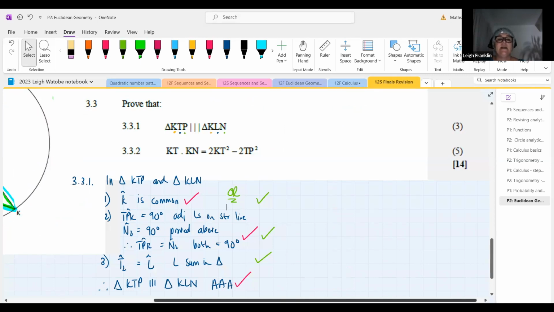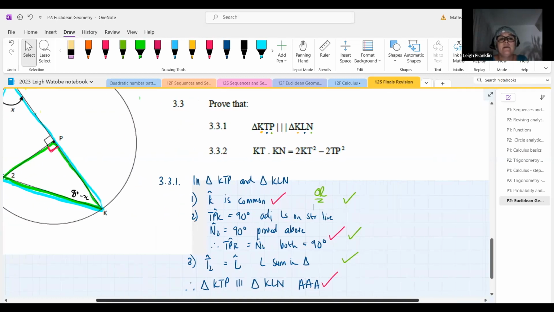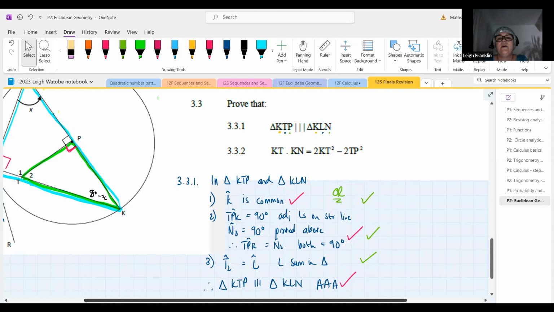So it's going to stretch us a little bit. Now they want us to prove something rather interesting: that KT times KN is equal to 2KT squared minus 2TP squared. When they want us to prove that two things are equal to one another, a strategy that is often helpful is to separate the two from each other and ask yourself what they would be equal to. Furthermore, if you've got KT squared minus TP squared, where do you think that comes from?